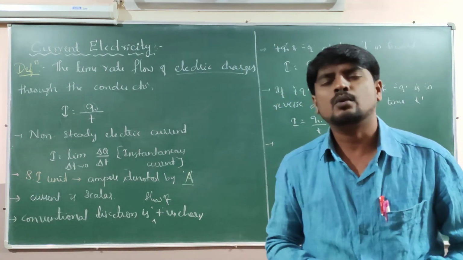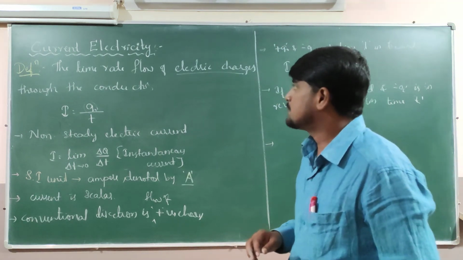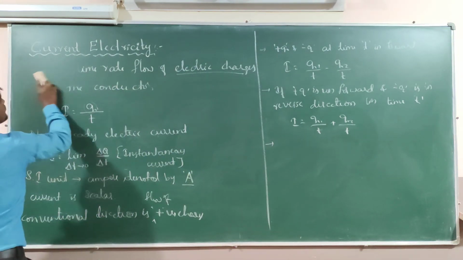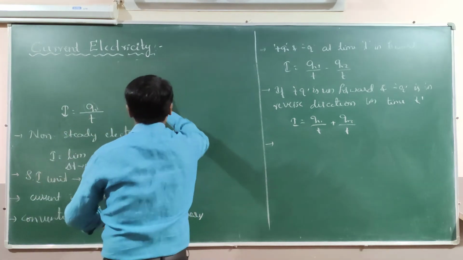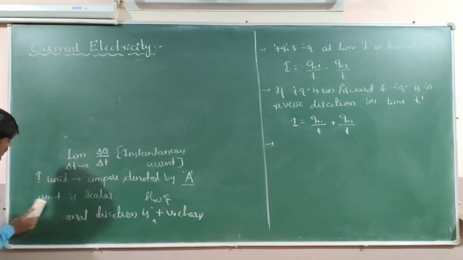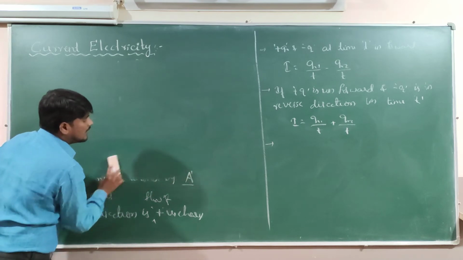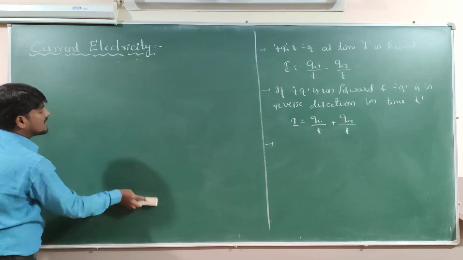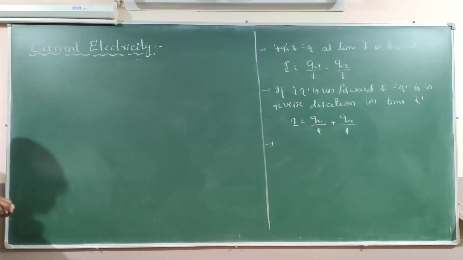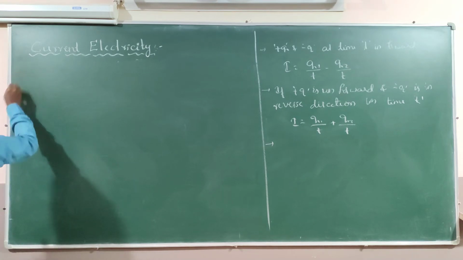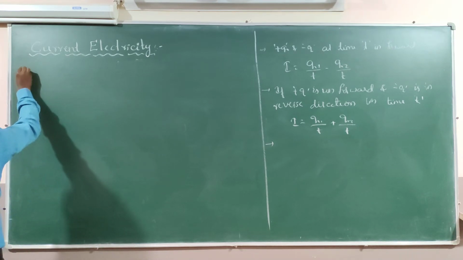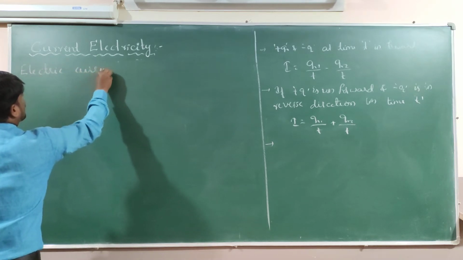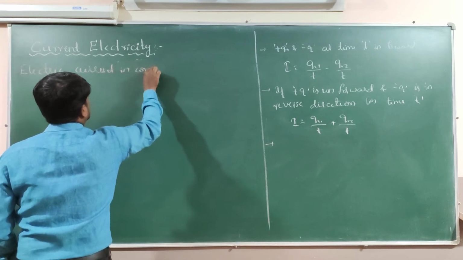Now I hope it is very clear to you. If it is clear, then let us proceed to the next topic called electric current in conductors. Very simple and very small topic. As we know, we come across three states of matter in nature: solid state, liquid state, and gaseous state. So now the heading is electric current in conductors.